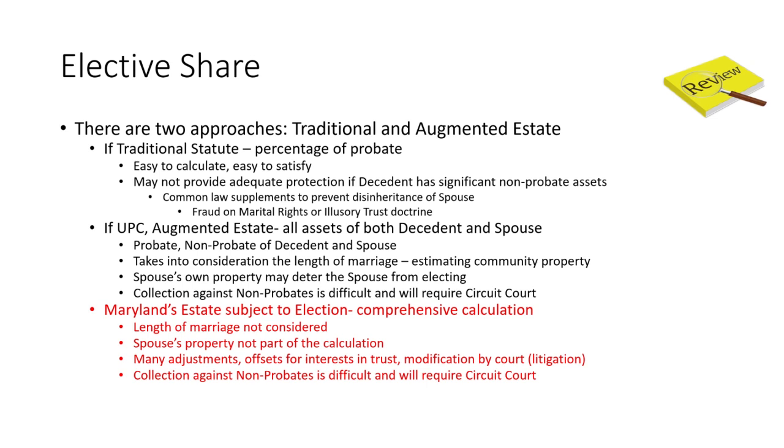After many years of attempting to change the law in Maryland, finally in 2020, Maryland enacted something called the Maryland Estate Subject to Election. It is not an augmented estate, although that term is used. It's very different. It has many adjustments, offsets for trusts, and also uniquely allows modification by a court, which came from the Shakroon case. Collection has been difficult, and in fact, it has increased the litigation in the elective share arena.